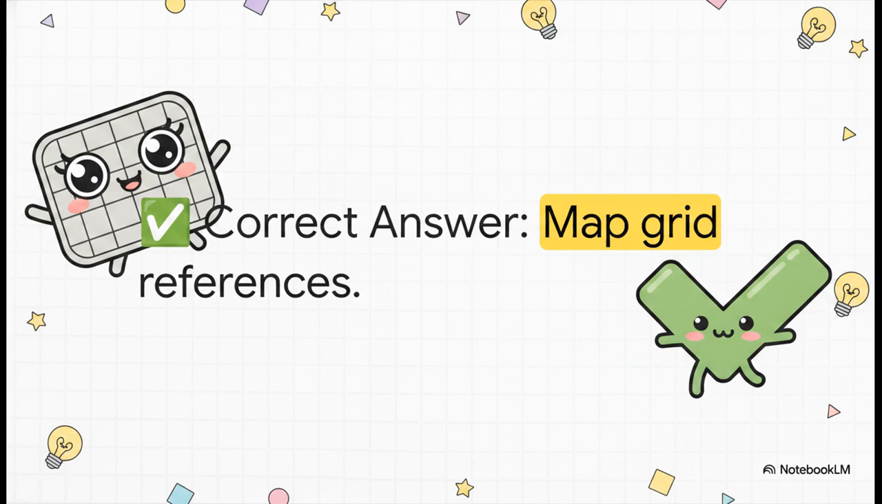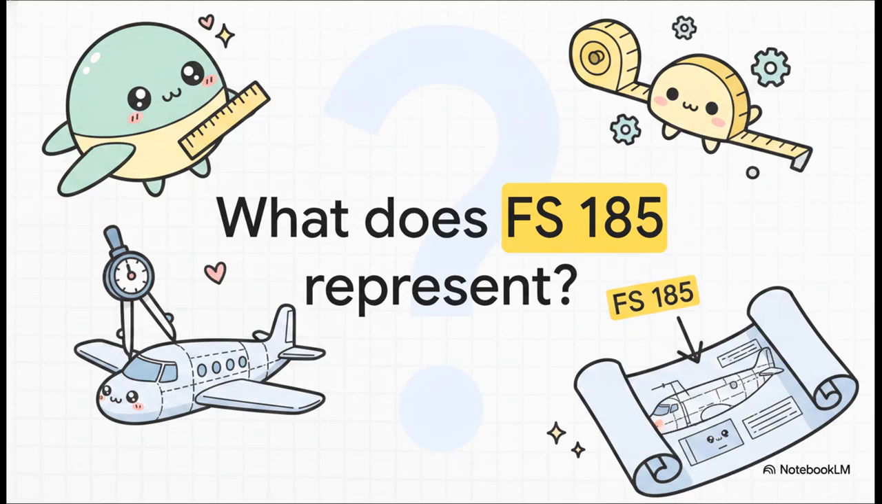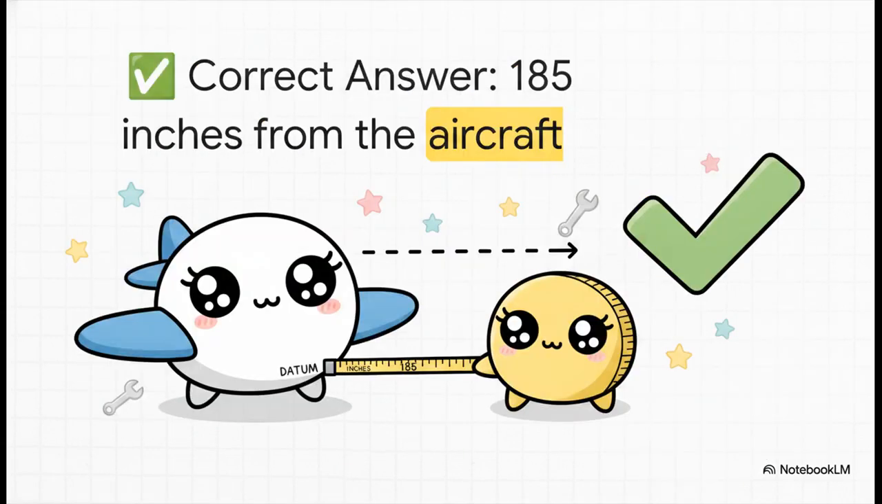Okay, next question for you. What does the designation FS185 represent? Is it A, frame size 185, B, a part number, C, 185 inches from the aircraft's datum, or D, 185 millimeters from the nose? And the correct answer is C. FS stands for Fuselage Station, and 185 means it's exactly 185 inches aft of the aircraft datum, which, like we mentioned earlier, is usually the nose or the zero station. That's exactly how we locate our longitudinal positions.